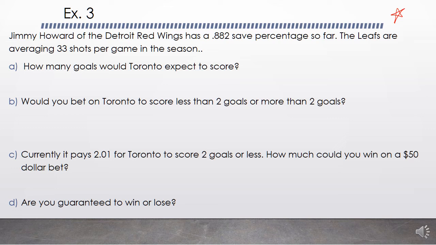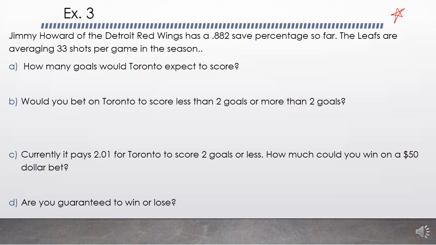And this is how, when they talk about things like the Vegas odds or sportsbook odds, that's how they come up with these over-under numbers, who's the favorite, what's the spread, stuff like that. This is not a probability for part A, so we're not going to use the P. How many goals would Toronto expect to score?